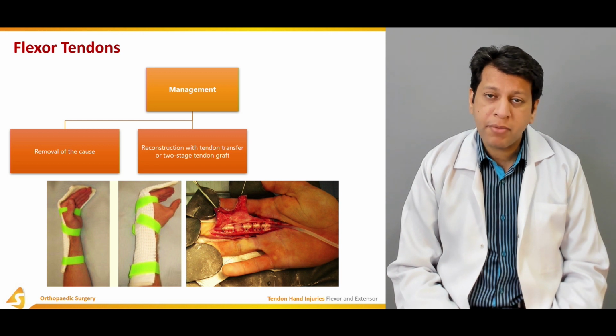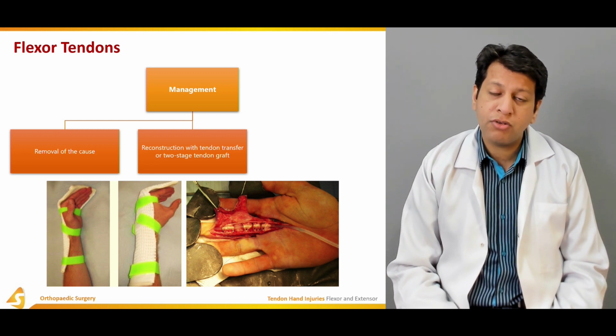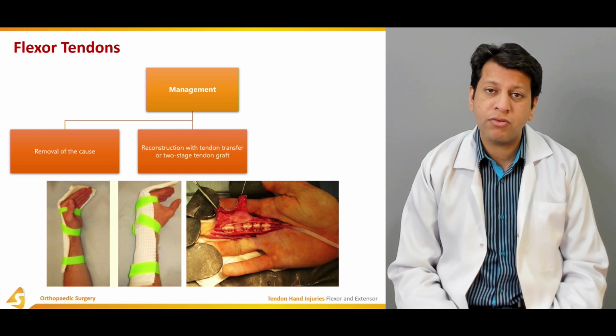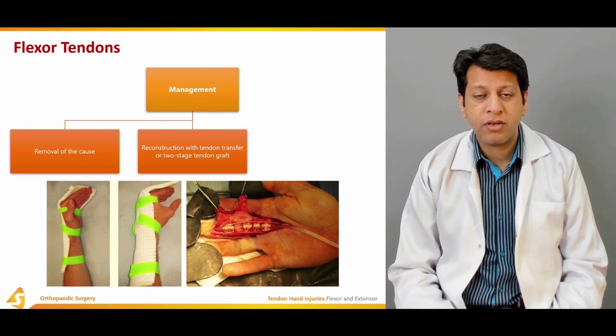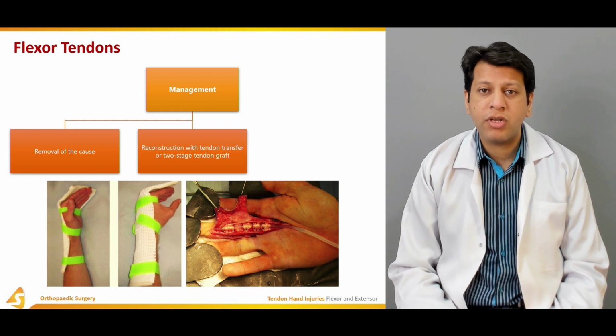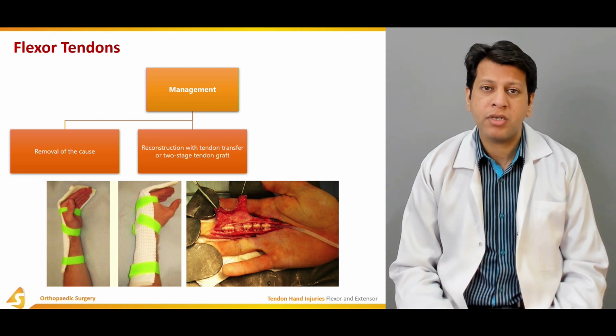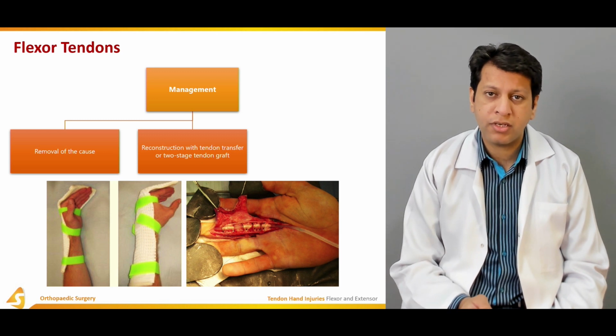Therefore, the gap can be covered only in two ways. Either there is a two-stage procedure, where you first apply a silicone rod or a Hunter rod over the surface, on which the soft tissue can form an envelope, and then this can act as a tunnel through which you can pass the tendon graft.